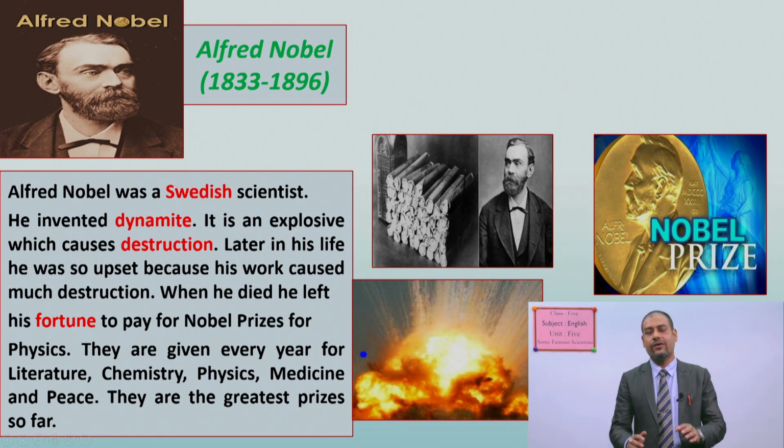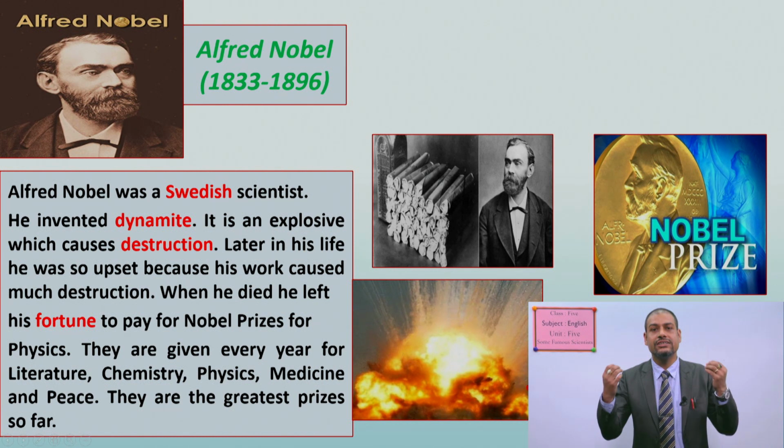Dear students, now I want to explain. See, Alfred Nobel was a Swedish scientist. Do you know the meaning of Swedish? You just guess, okay? Later on I will tell you. He was a famous scientist, and he was a Swedish scientist. He invented dynamite. Do you know the meaning of dynamite? See, the meaning is given here. Dynamite means an explosive which causes destruction. See, this is dynamite and this is fire, you know. This dynamite becomes like this one and it can cause a big destruction.